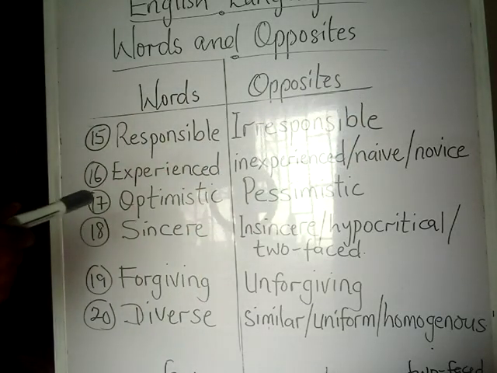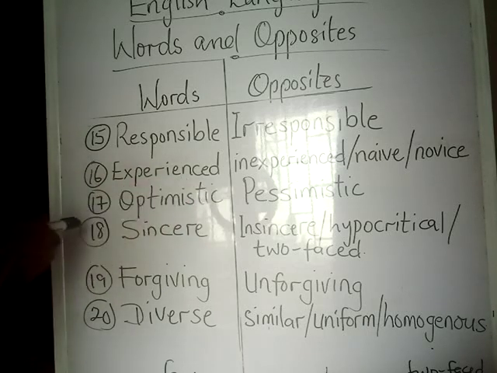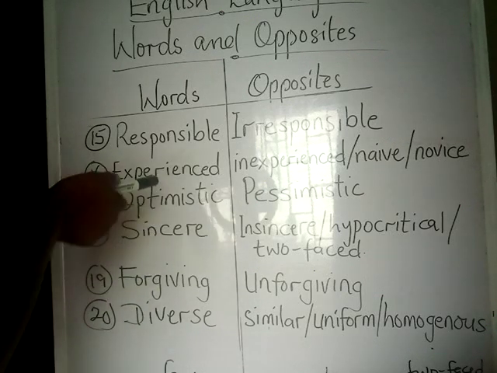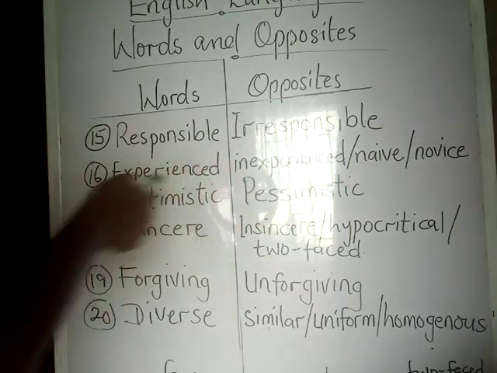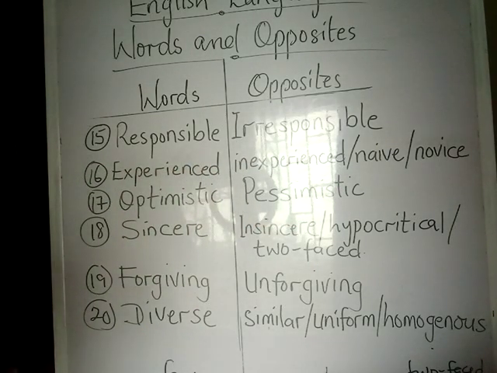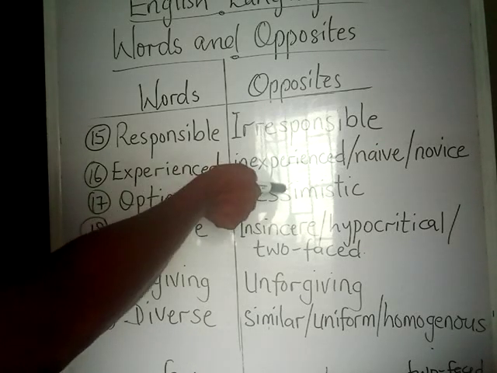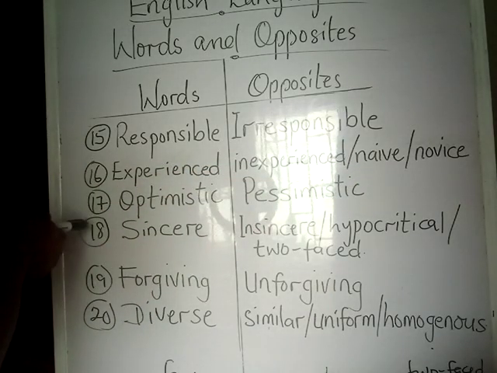Okay. So the next word here is optimistic. When you are optimistic, it means you look at the bright side of things. You look at the good that could come out of things, or the good things in a thing or in a person. Then the opposite of it is pessimistic. When someone is pessimistic, the person always sees the dark side of things or the dark side of people, doesn't see good things coming out of something. Always looking at the bad side. So the opposite of optimistic is pessimistic.